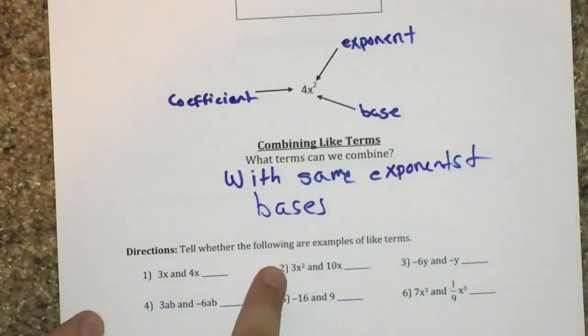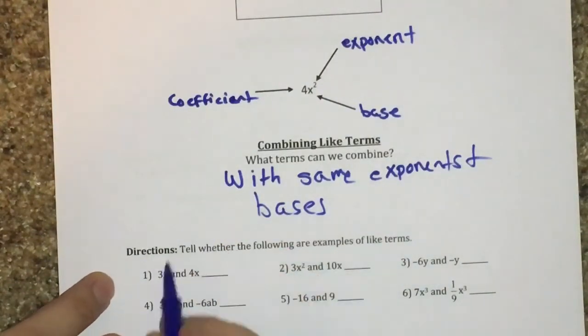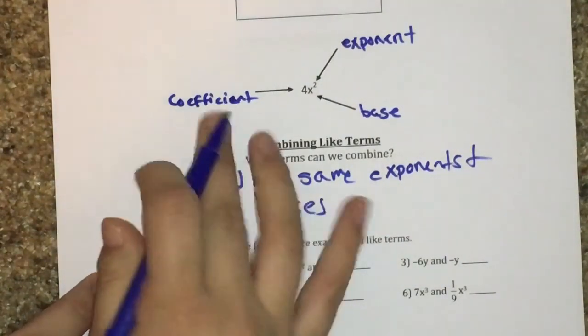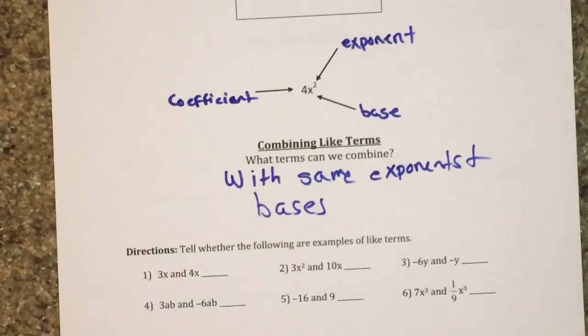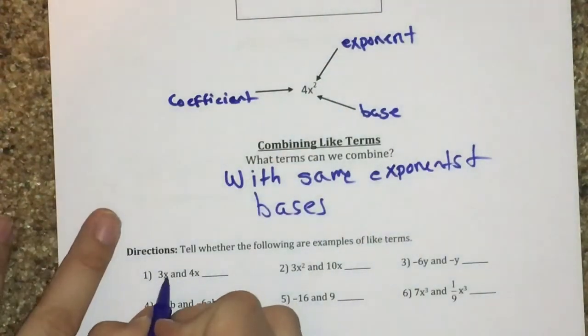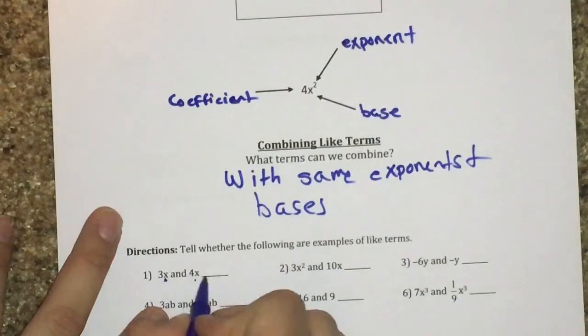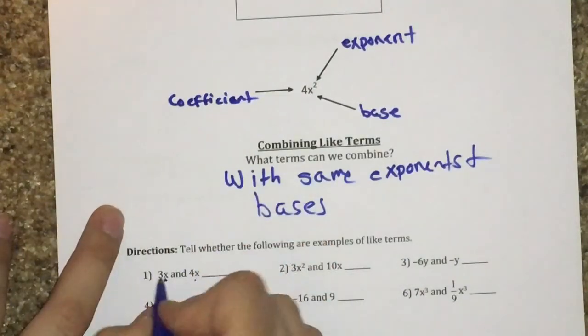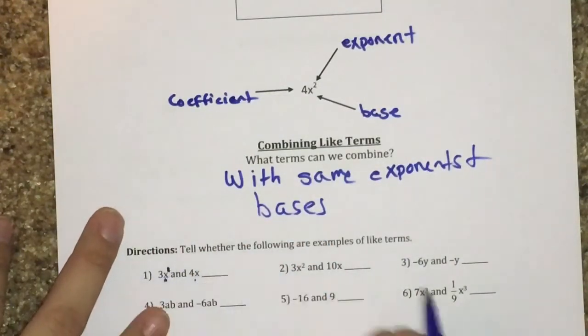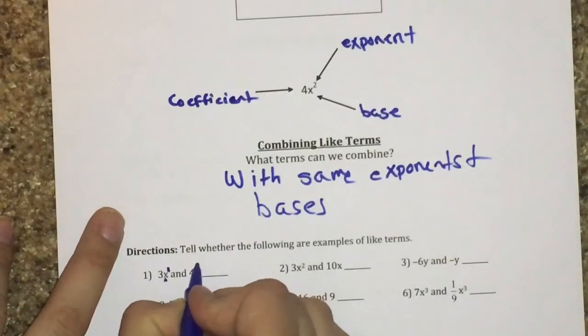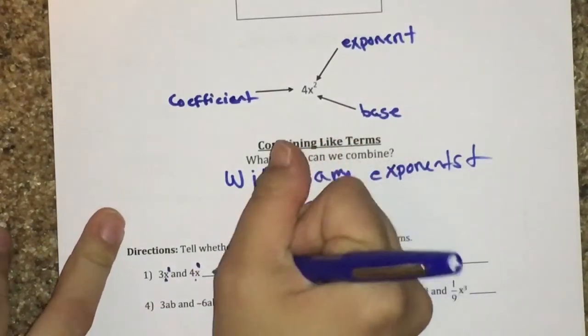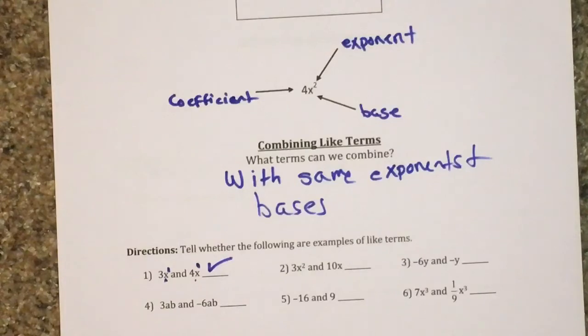So we're going to tell whether the following are examples of like terms. 3x and 4x. Well, it didn't say anything about the coefficients. The coefficients can be different, okay? But the variables need to be the same. X and x are the same. We have the same bases. And the exponent for x here is going to be 1, because there's none there. And the exponent here is going to be 1. Therefore, yes, they are examples of like terms.